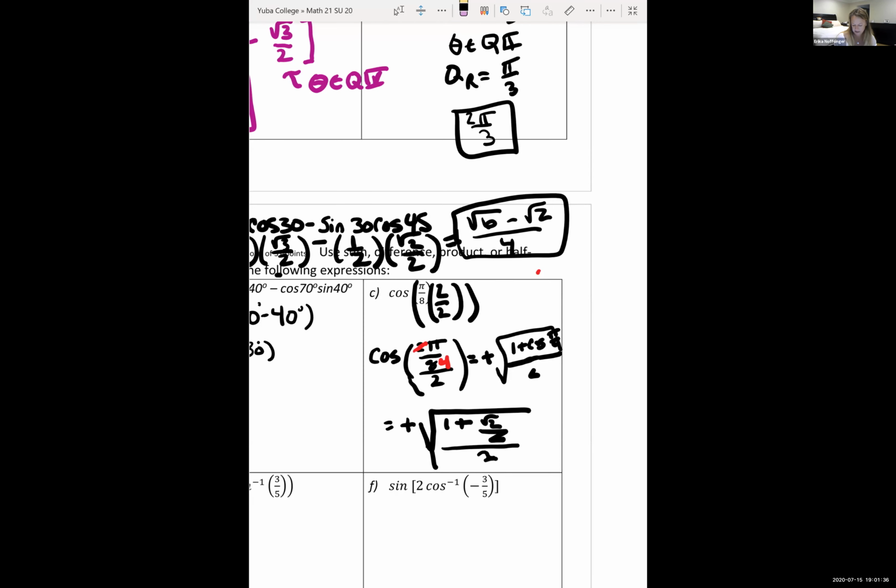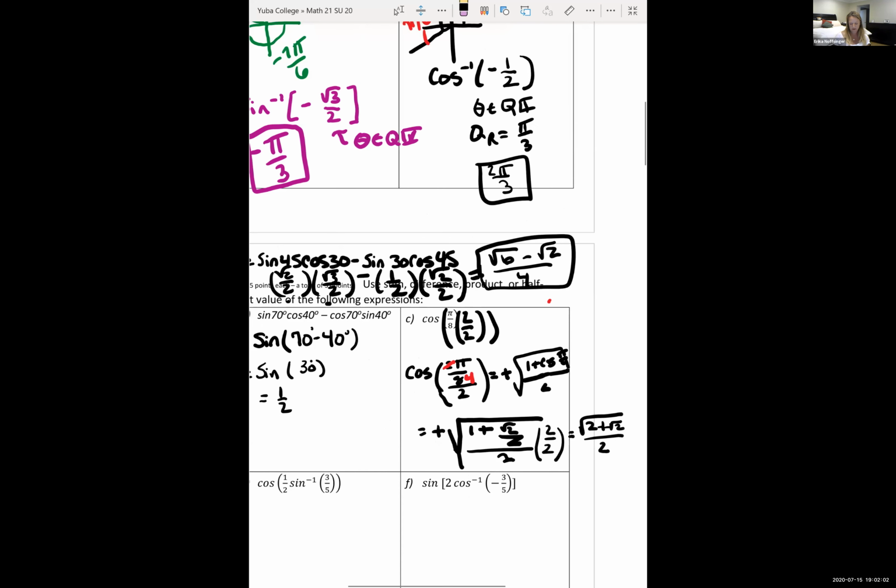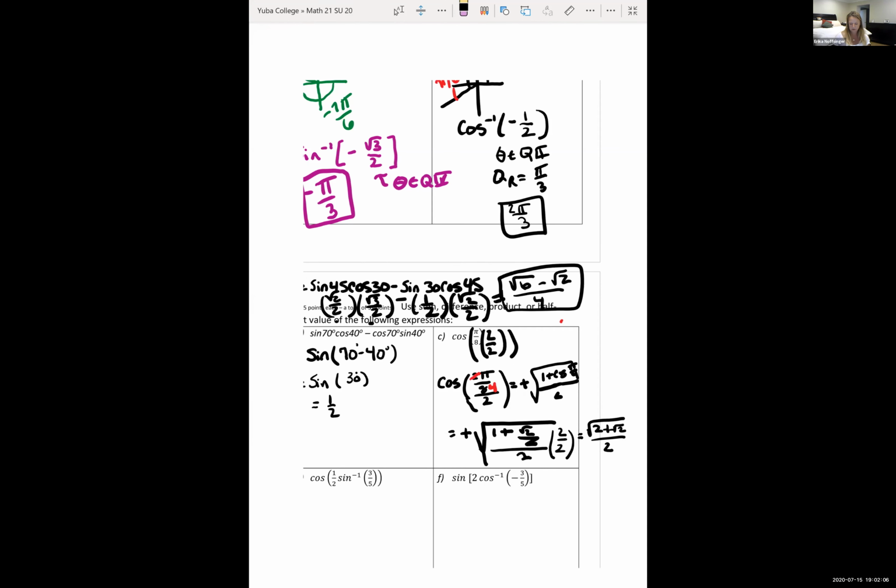So we've got to kind of manipulate this. Let's multiply this by 2 over 2. Distribute. So this gives us square root of 2 plus, the 2 cancels here, root 2, all over 2 times 2 is 4, but the square root of our denominator 4 just leaves us with a 2. Okay, so that one was worth 4 points.